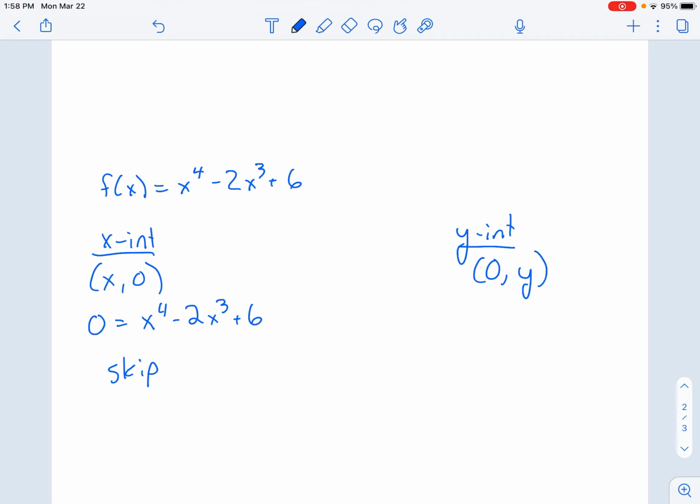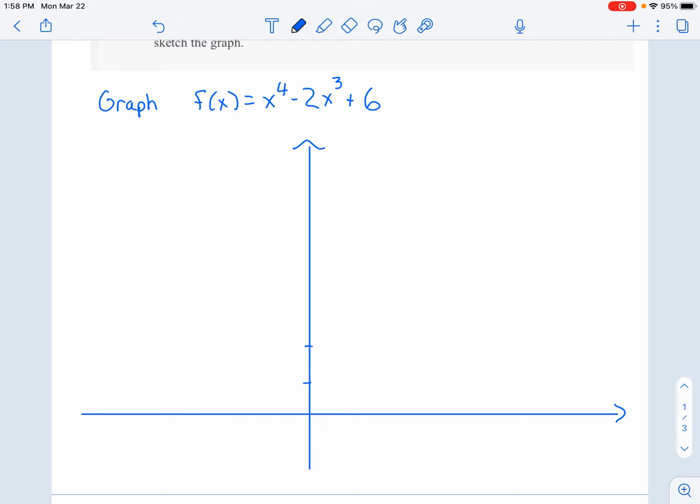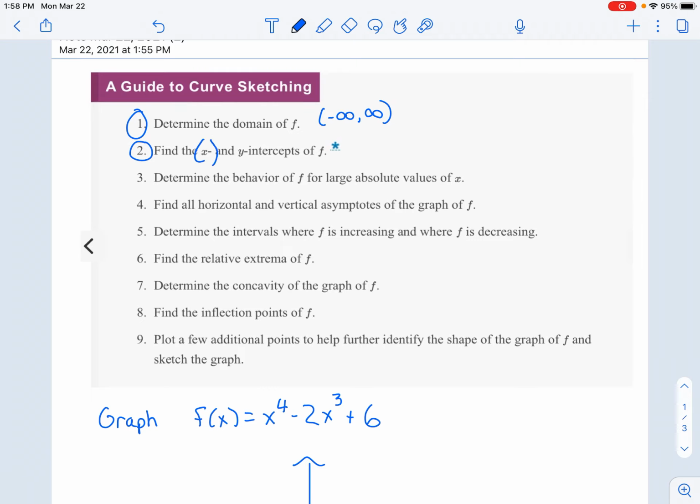One of the beauties of the curve sketching steps is that there are so many that sometimes we can skip one and still figure things out. The y-intercept is pretty easy because this is just replacing x with 0. So this is 6, so we have the point (0, 6). Let's go ahead and graph that. All right, so we skipped the x-intercept, and we're going with the y-intercept right there.